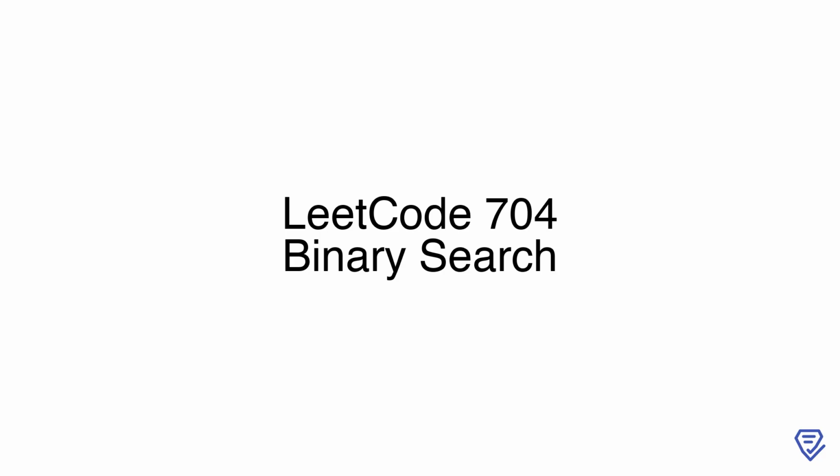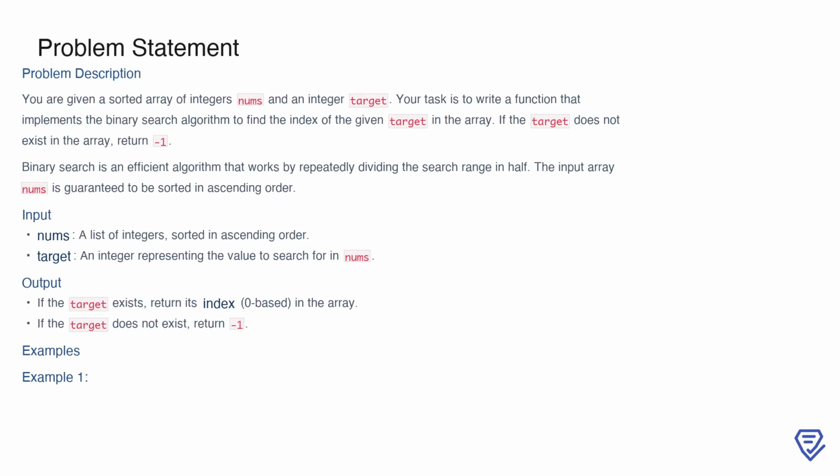Let's get started. The problem is to implement a binary search algorithm to find the index of a target value within a sorted array of integers. If the target exists in the array, we return its index, and if it does not, we return -1. Binary search is an efficient algorithm that works by repeatedly dividing the range of possible values in half.